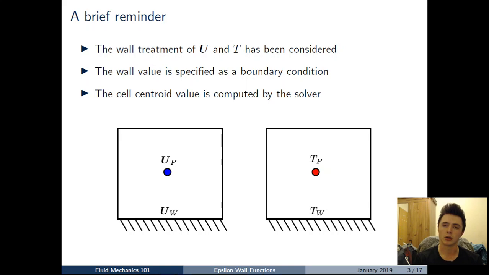We have our boundary cells, which are the cells in contact with a boundary, which you can see in the diagram below. And as a user of the CFD code, the user will specify the boundary values for the velocity and temperature. So these are going to be U sub W for the velocity field and T sub W for the temperature field. So the user specifies the values at the wall ahead of time before the simulation begins, and then the CFD solver will proceed and solve cell by cell and compute the values UP and TP at the cell centroids.